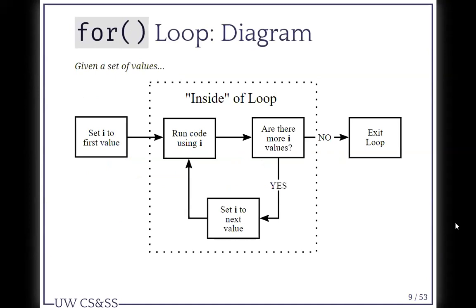Here's a diagram to describe, again, perhaps visually, what happens in a for loop. So we set this index to the first value. Then we run the code using that index in some way. The loop asks, are there more values? If the answer is yes, we set i to the next value and then run the calculation again using our updated index. Then the loop asks, are there more values? And if the answer is no, we leave the loop.